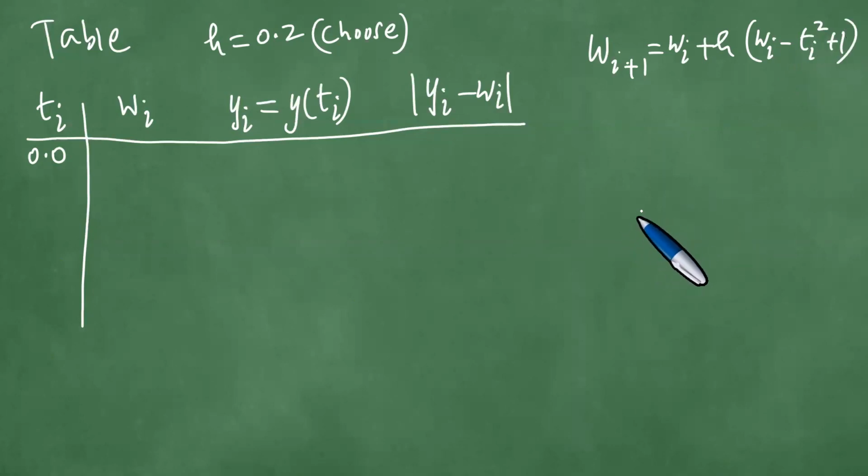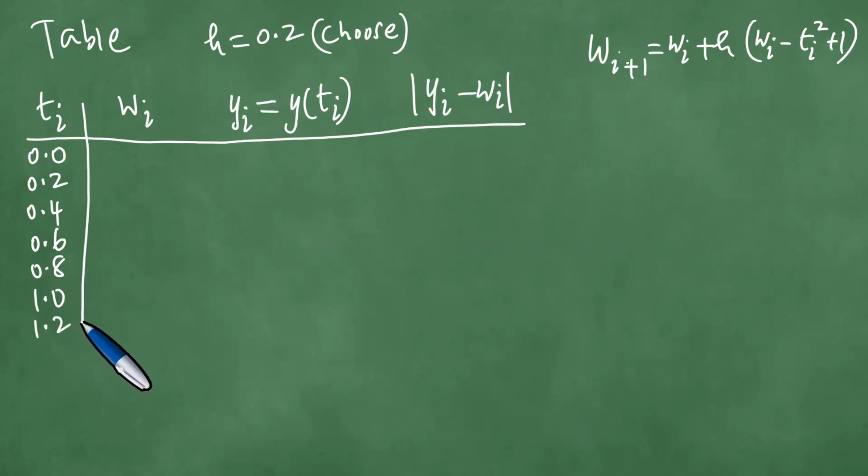So obviously, with this said, if we use this one, it's going to be 0.2 here. It's going to be 0.4, 0.6, 0.8, 1.0, 1.2, right? And then 1.4, 1.6, 1.8, 2.0.